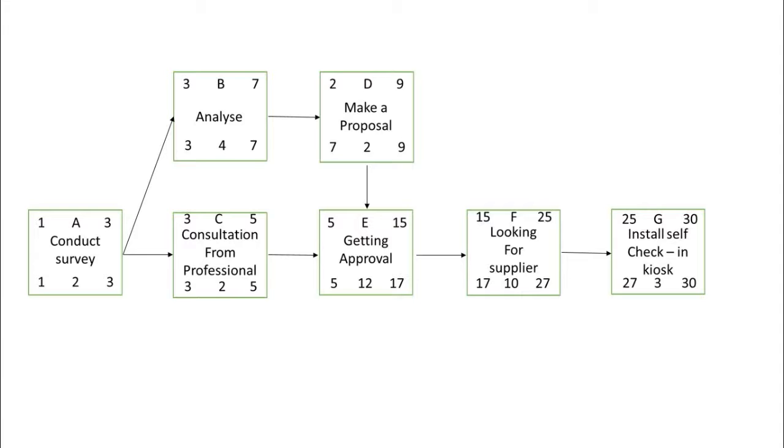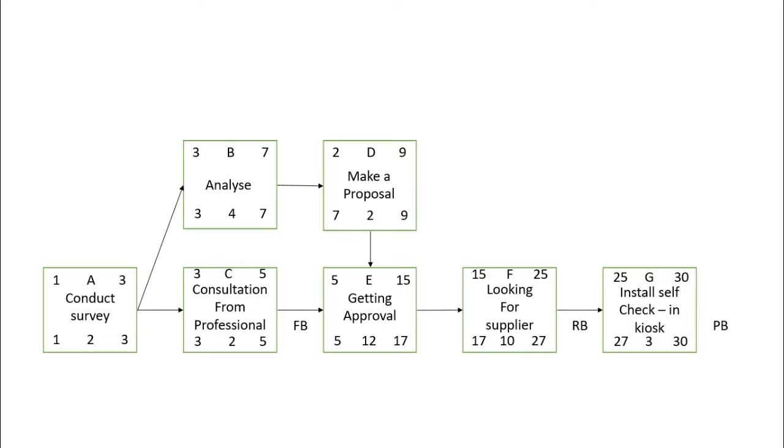CPM, by definition, is to determine the project duration. Based on the graph, from conducting the survey, analyzing, consulting the professional, and until the end, which is the presentation, we can determine the duration, because duration is the most important thing in a project. This chart shown in the video is the chart to determine the duration of the project by using the CCP.